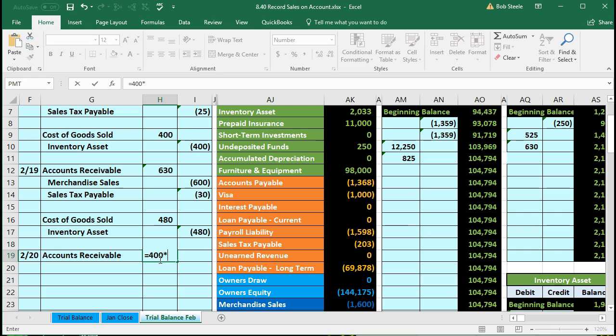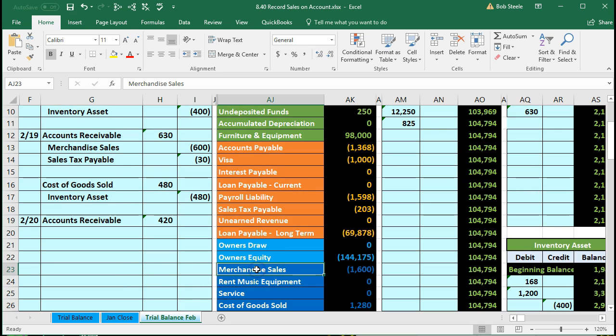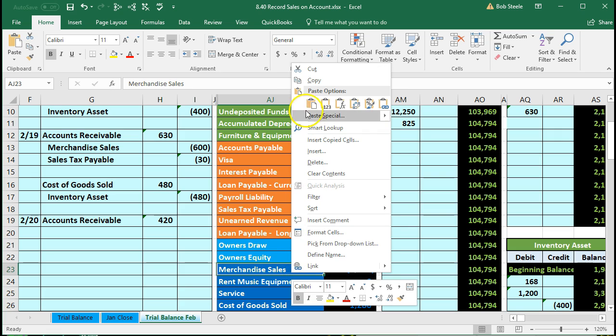400 times 1.05 gives us the 420. Then we're going to record the other side, that too, merchandise sales. Merchandise sales already has a credit balance in it because it always goes up in the credit direction. It being an income or revenue account, we will increase it by doing the same thing to it, which is another credit. So we're going to copy that.